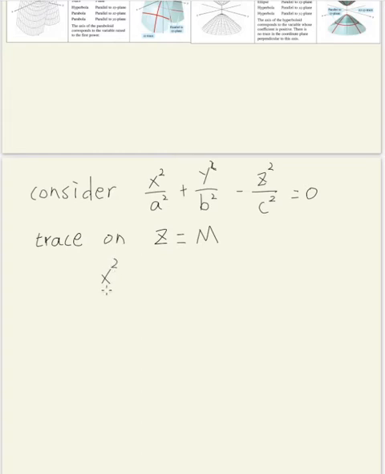We get x squared over a squared plus y squared over b squared minus m squared over c squared equals 0. Let's add m squared over c squared on both sides. We get this thing equals m squared over c squared, right? Now this is a formula for an ellipse when m is not 0. When m is 0, it's just 1 point, x equals y equals 0. But when m is not 0, this is an ellipse. Now what does that mean?